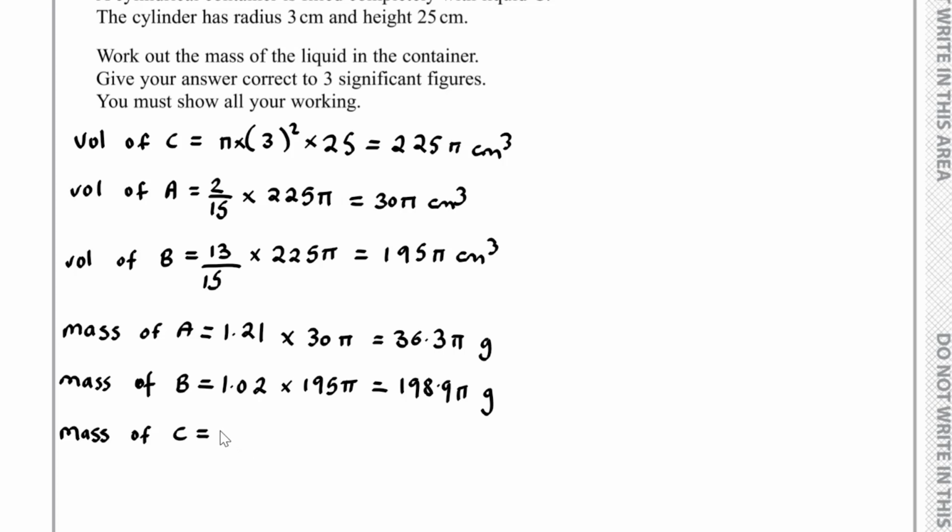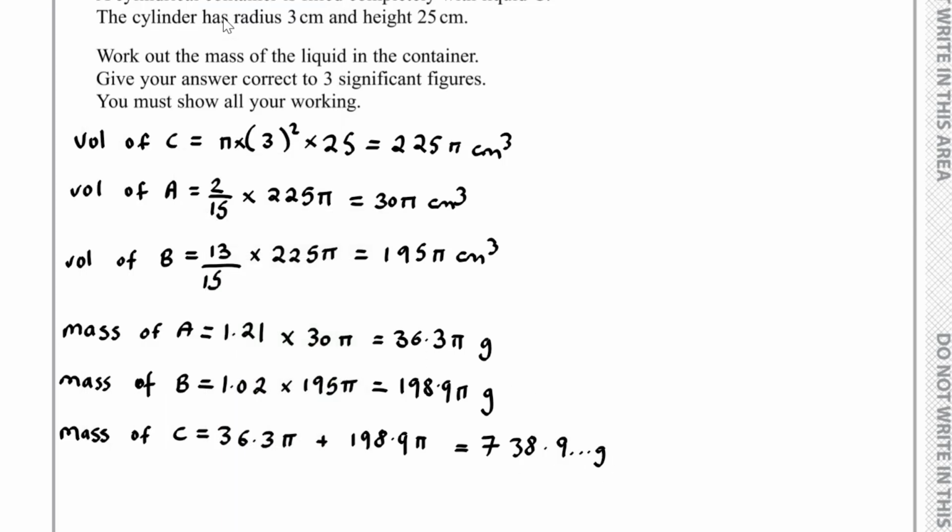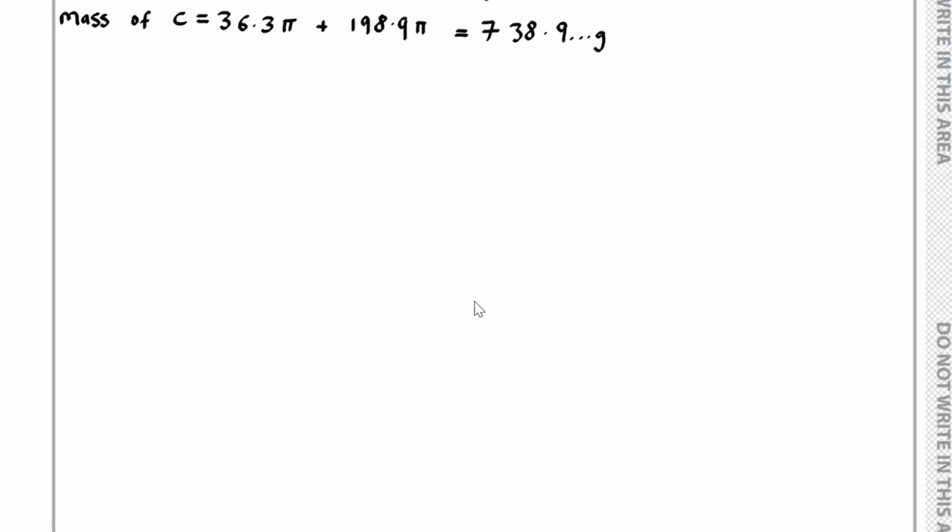So therefore, for the mass of C, we would have to add these up. So we've got 36.3 pi plus 198.9 pi. If we add these up, so if I add on here 36.3 and then multiply this by pi, it turns out we get 738.9 etc. grams. And therefore, for us to work out the mass to three significant figures, it turns out we get 739 grams.